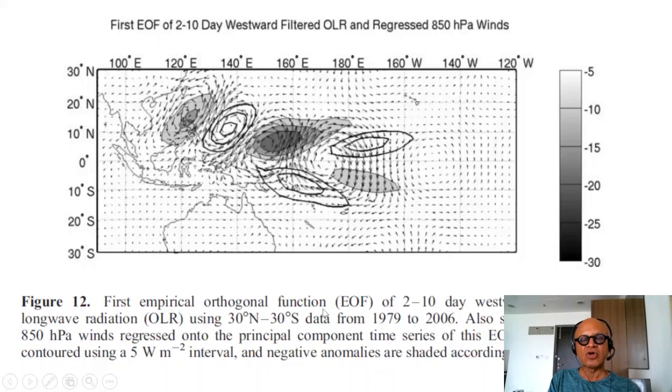So the first empirical orthogonal function of westward filtered outgoing longwave radiation, which is an indicator of convective activity as well, so moving waves like MJOs and the ones that we talked about. So the Rossby waves emanating from here, propagating into the Asian monsoon, Indian summer monsoon and East Asian summer monsoon regions are shown, associated with these kinds of signatures. This is looking at 30 north to 30 south over 1979 to 2006.